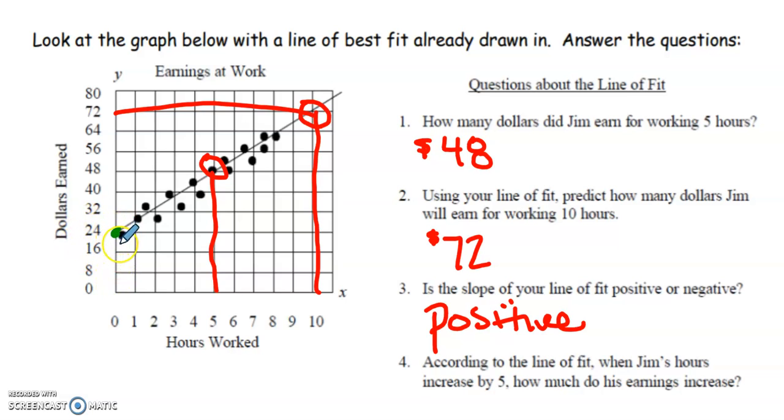So I guess he gets $24 just for walking in the door. So the question is, if he works 5 hours, how much more? Not how much is he earning at 5 hours, but how much more? So we're going to go from 0 to 5, and we're going to see how much more he earned. So it looks like he started at $24 and it looks like he went up to $48. So we're going to take 48 minus 24, and to answer their question, it looks like he increased by $24.